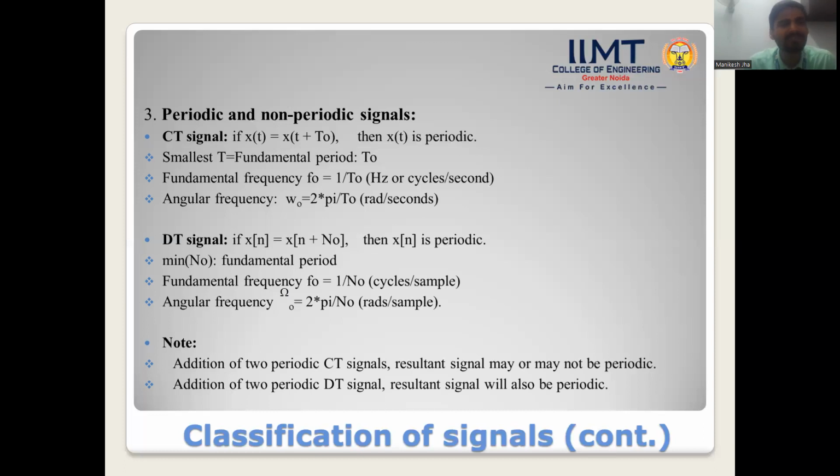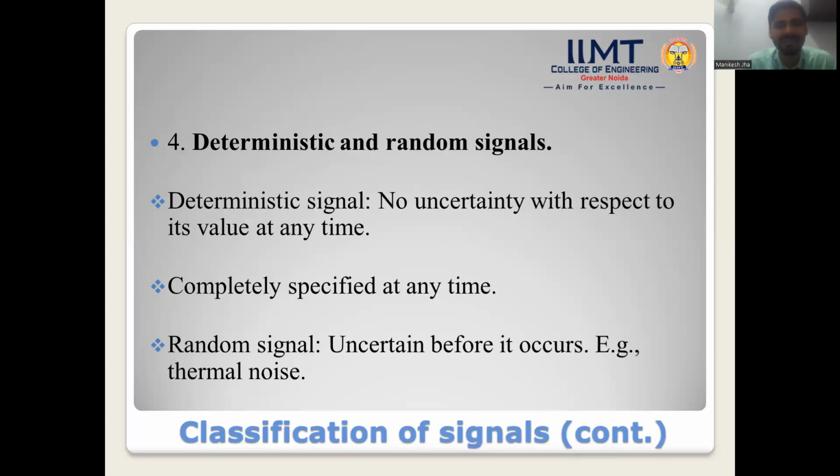But in the second case, we take two discrete time signals, x1 of n and x2 of n. Now we add them and form a new signal, x3 of n. Then definitely x3 of n will be a periodic signal. So note, we have to remember that the sum of two periodic continuous time signals may or may not be periodic, but the sum of two periodic discrete time signals will be periodic. You have to remember this note for the future and for all the questions when we solve them.